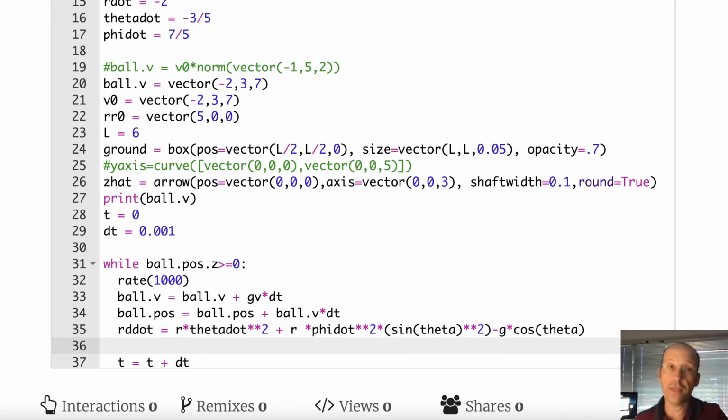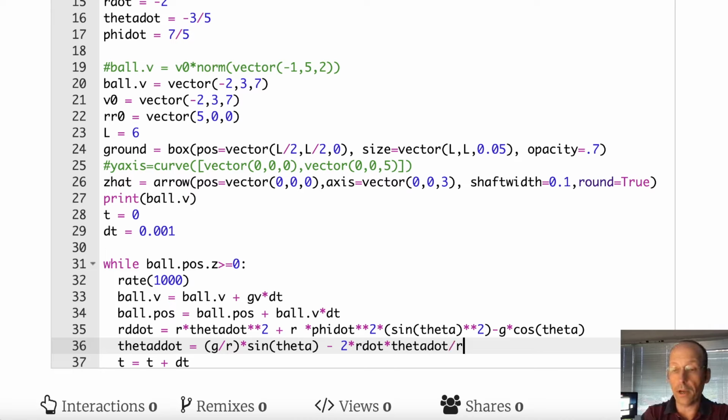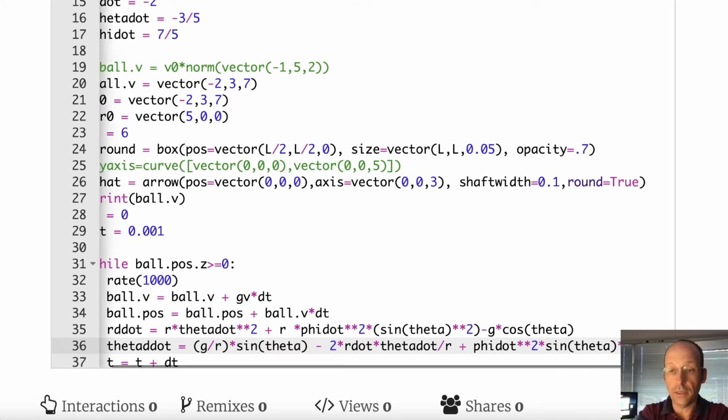Now I'm going to calculate theta double dot. Theta double dot equals g over r, I'm just going to write it the way I like it, times sine of theta. I'm going to have an error. You know I'm going to have an error. Minus 2 times r dot, which I've already defined, so there is a value for r dot, times theta dot. If this works without an error, I'm going to freak out. Divided by r plus phi dot squared times sine of theta times cosine of theta.